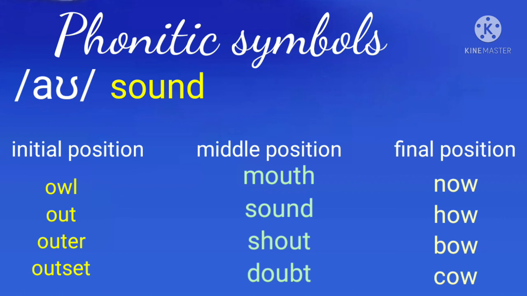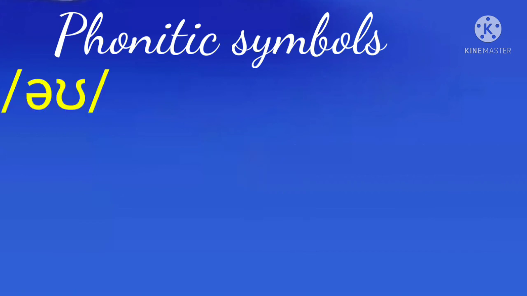The next one is a plus u, that is o. That is a difficult sound for Indian speakers of English. Why? Because in Indian languages we don't have such a sound. So it is difficult for us to produce this sound. What is it? First write a, then write u, combine them together. So you get a plus u, o.